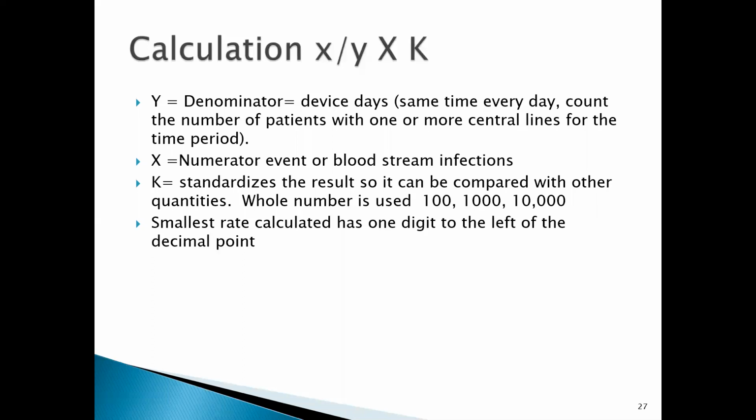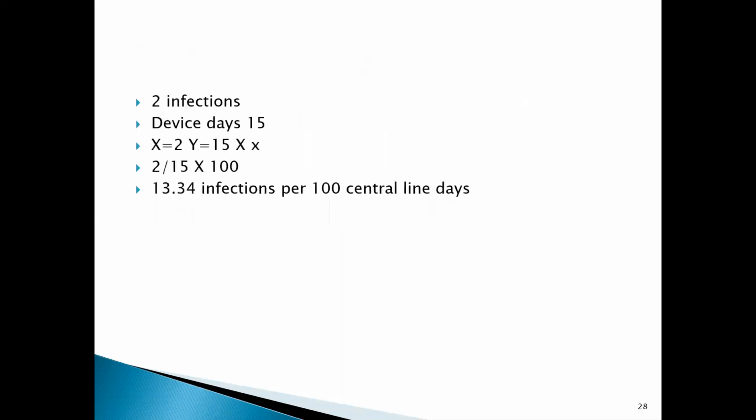You want to have a number where the smallest rate calculated has 1 digit to the left of the decimal point. So there's 2 infections and device days are 15. So X is 2 and Y is 15. So you have 2 divided by 15, and we'll say times 100, and you get 13.34 infections per 100 central line days. If you were to multiply it by 1,000, you would have 1.3 infections per 1,000 central line days.